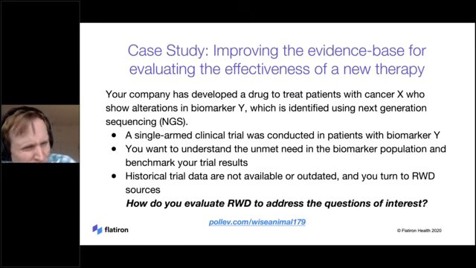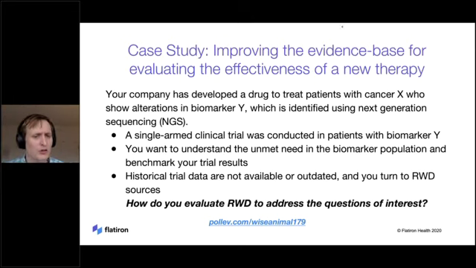Great, so as I mentioned, I'd love to get some feedback on this slide as well, but I'll lay out this case study, which is a case study that we have dealt with frequently in the clinical genomic database that we work with. When we're talking with clients, there's a lot of interest in questions like this. So I'm curious how this resonates with the PHUSE audience.